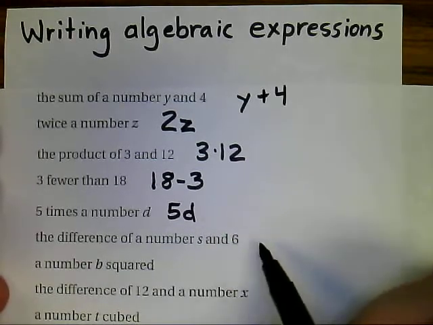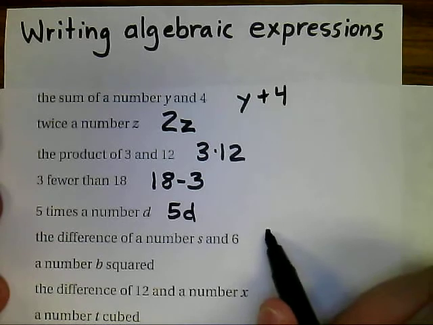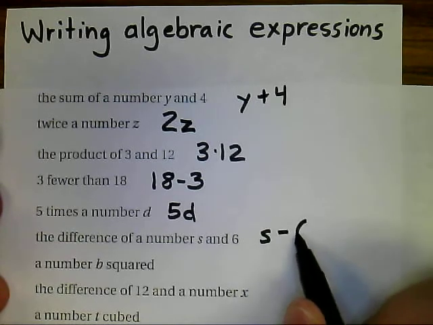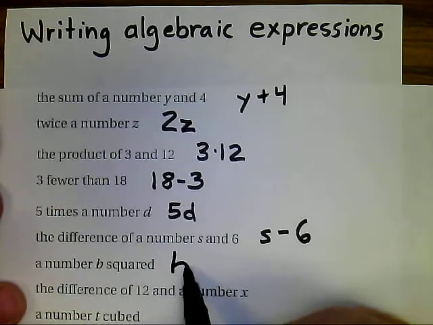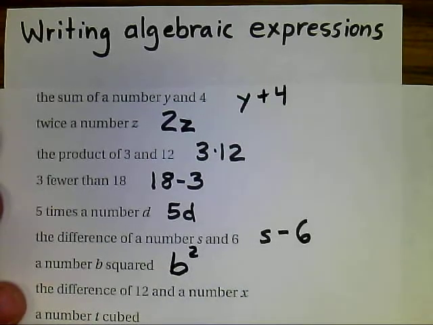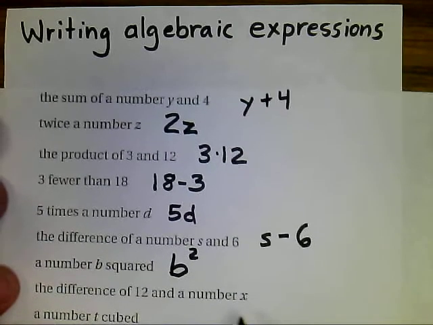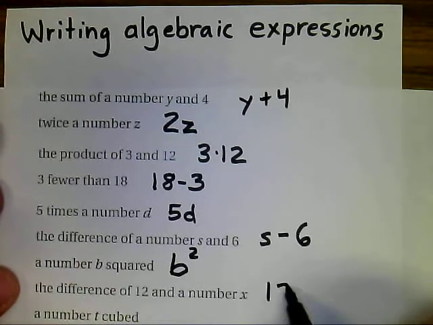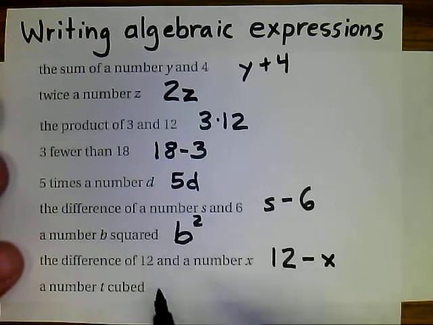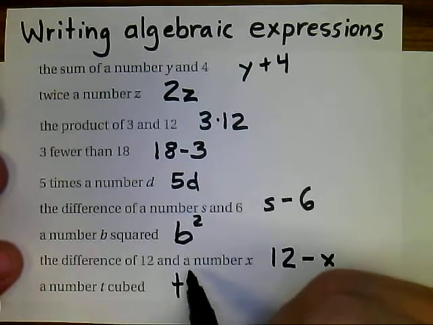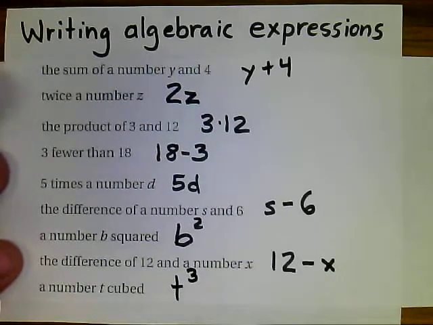5 times the number d, definitely want to use the coefficient here. The difference of a number s and 6, that would be s minus 6. The number b squared, you've got to use your exponent knowledge here, b to the second power. The difference of 12 and a number x, 12 minus x. And then a number t cubed. And again, you should remember from our exponent lesson that cube means to the third power.